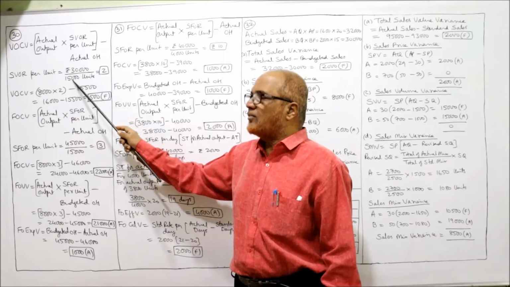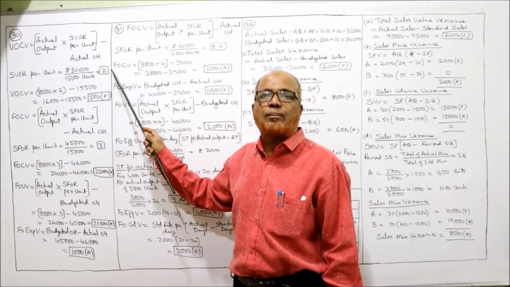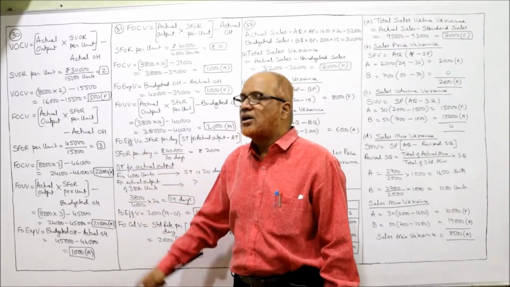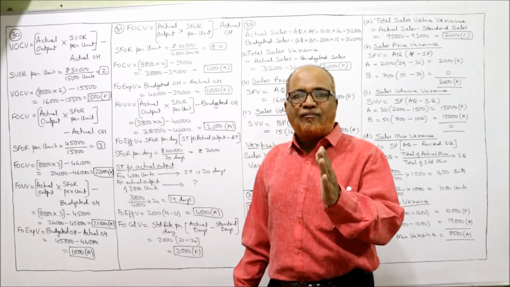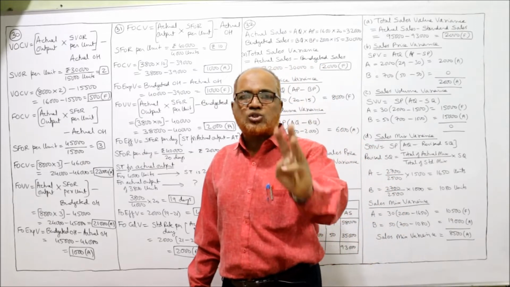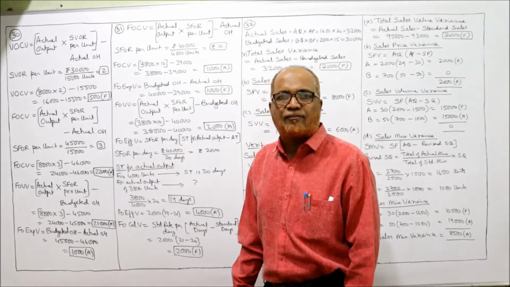So 30,000 divided by 15,000 gives 2 rupees SVOR per unit. Substitute, we will get 500 rupees VOCV. Now fixed overhead variances. We are going to find out 3 fixed overhead variances.